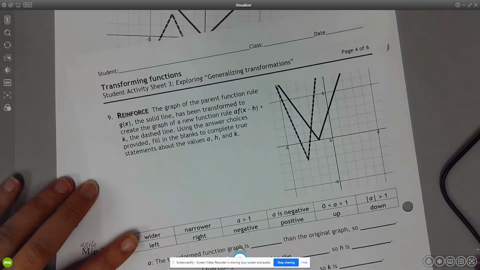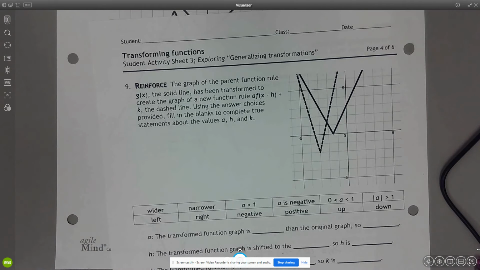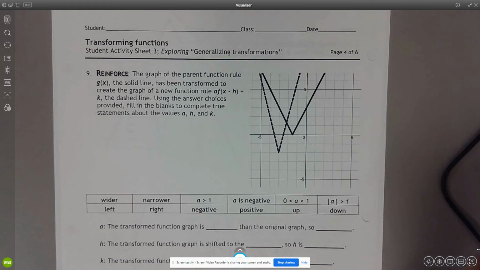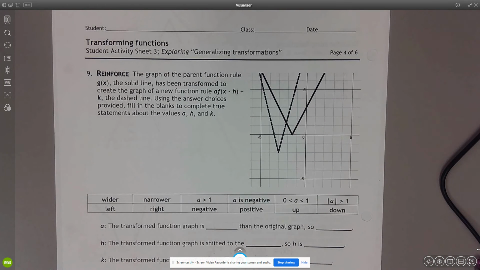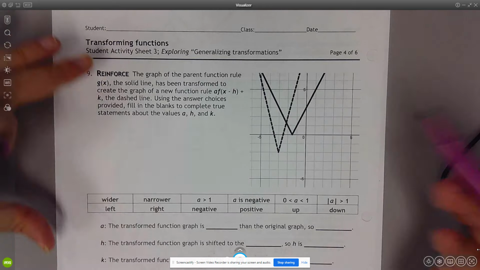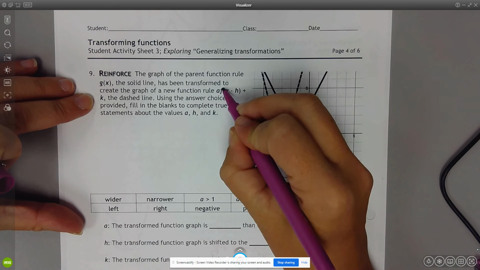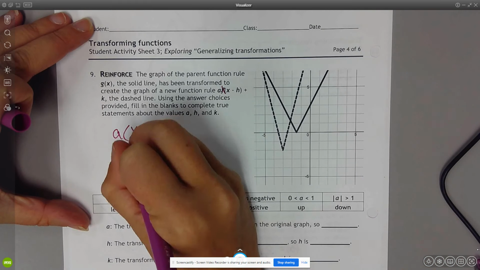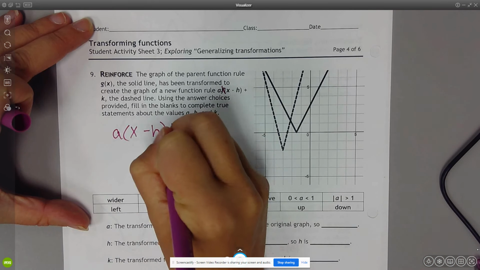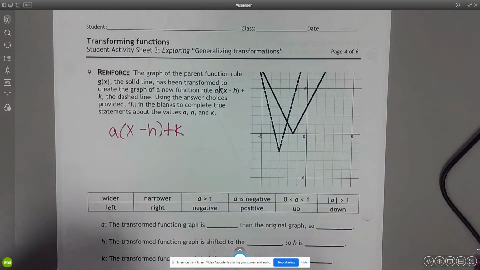All right. So let's go on to number 9 here. On number 9, the graph of the parent function rule, g of x, is the solid line, and it has been transformed to make our new function. Again, guys, remember, I don't want that f there. You can just call it a times (x minus h) plus k. And that is now our dotted line.